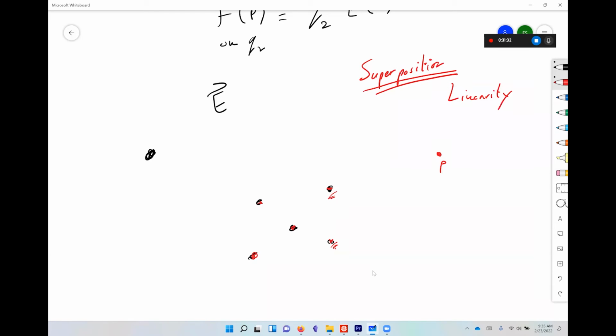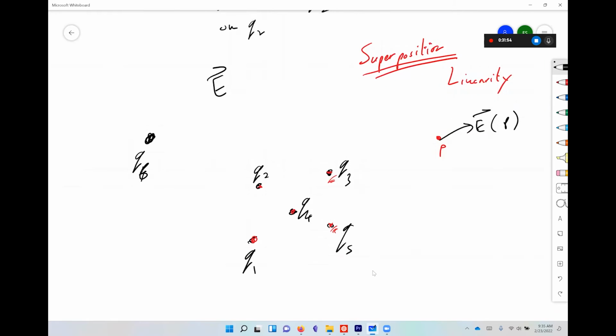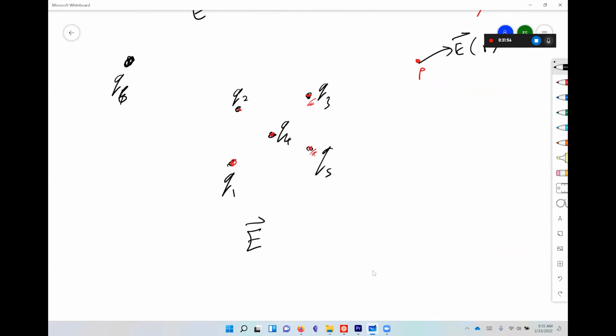Superposition in general does not apply for any random theory. The theory has to be inherently linear, and electromagnetics is linear. So let's say I have here Q1, Q2, Q3, Q4, Q5, Q6. What is the electric field at point P? The electric field at point P is going to be the sum of all those individual charges.